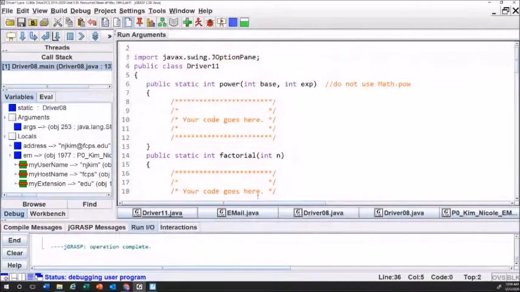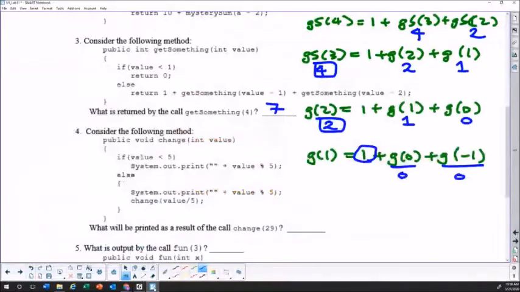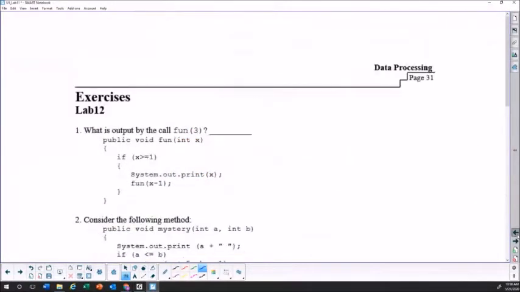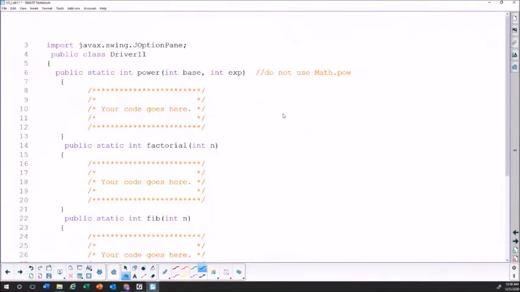But the other three, you can do by yourself. I highly recommend you do it by yourself. So here, power, base, and exponent. If we use a sample, how about 2 to the fourth power, for example, that means the base is 2, the exponent is 4.